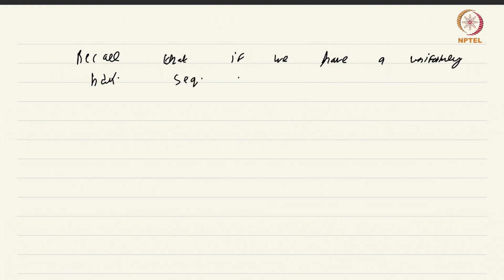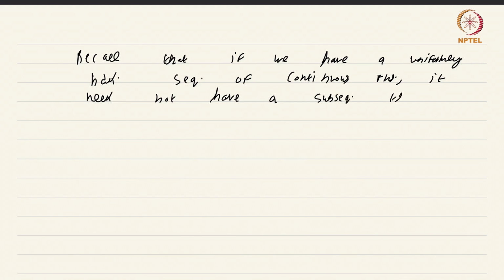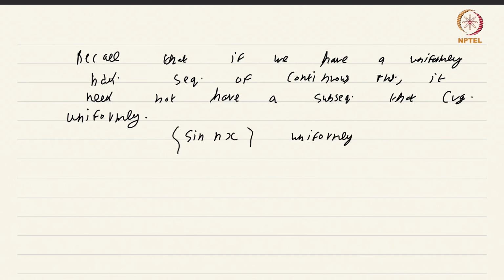Now let's see another application. Recall that if we have a uniformly bounded sequence of continuous functions, it need not have a subsequence that converges uniformly. We have studied this extensively when we studied Ascoli-Arzela to find out when you will have subsequences that are uniformly convergent. In that context, we had studied this example sin nx, which is a uniformly bounded sequence of continuous functions.